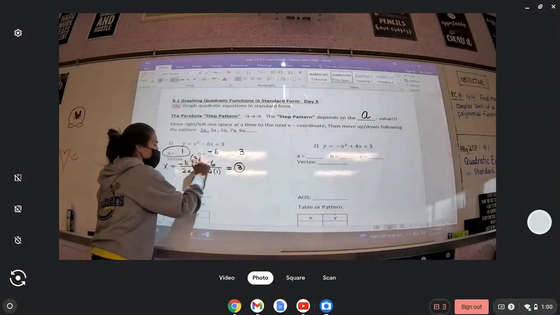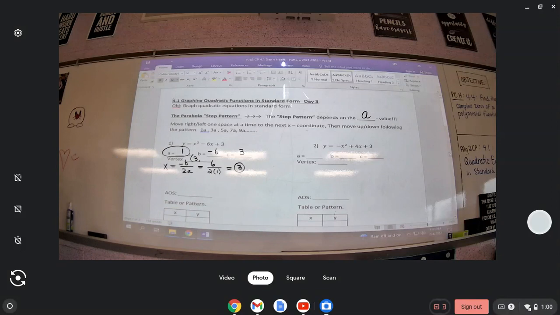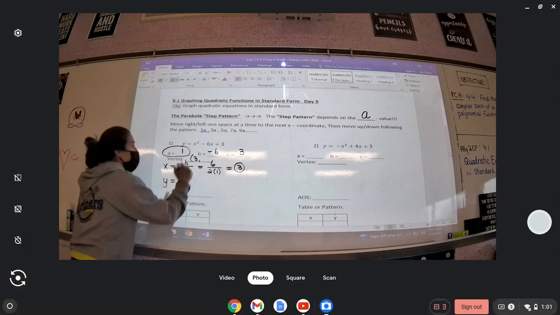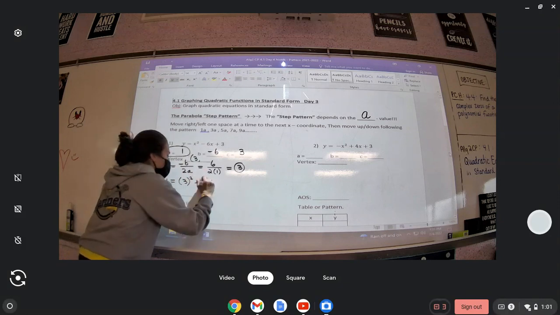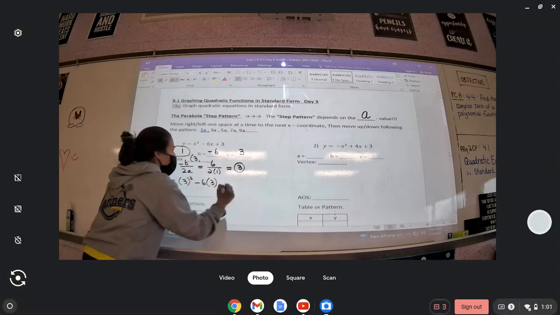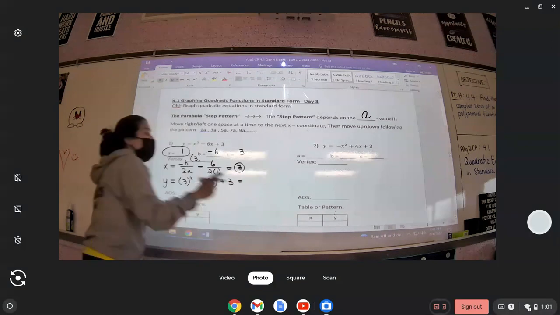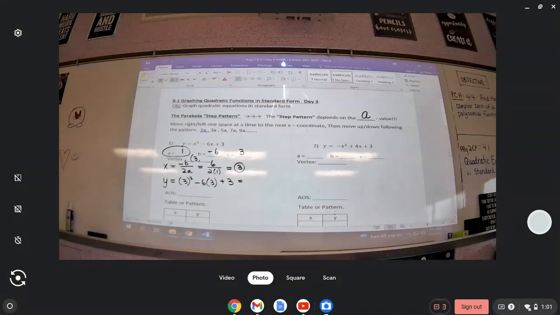So we know the x-coordinate is 3. Now we need the y-coordinate. So you have to plug this number in and see what comes out. So y will equal, let's plug in 3. So it'll be 3 squared, subtract 6 times 3, and then plus 3. Type that in just how I wrote it, and it'll do the whole thing for you.